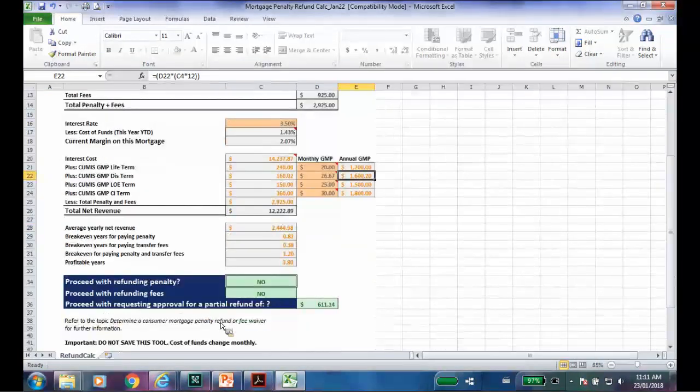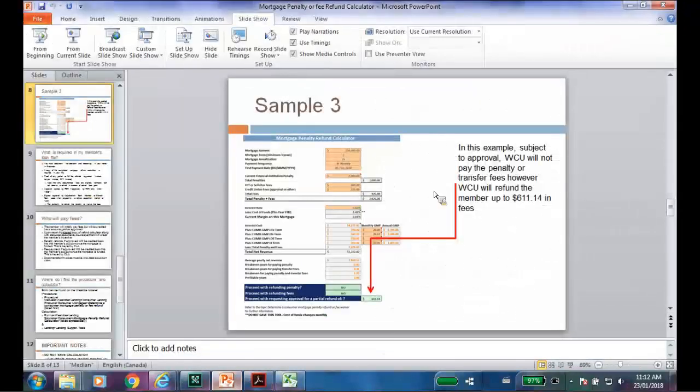However, we can request approval for a partial refund, and it actually calculates for you what that partial refund might be. So in this situation, if you really do feel that there is a strong business case and you want to request an approval to pay a portion of the fees or refund a portion of the fees, you will request the approval from your branch team leader or credit adjudication. We'll go back to the presentation here.